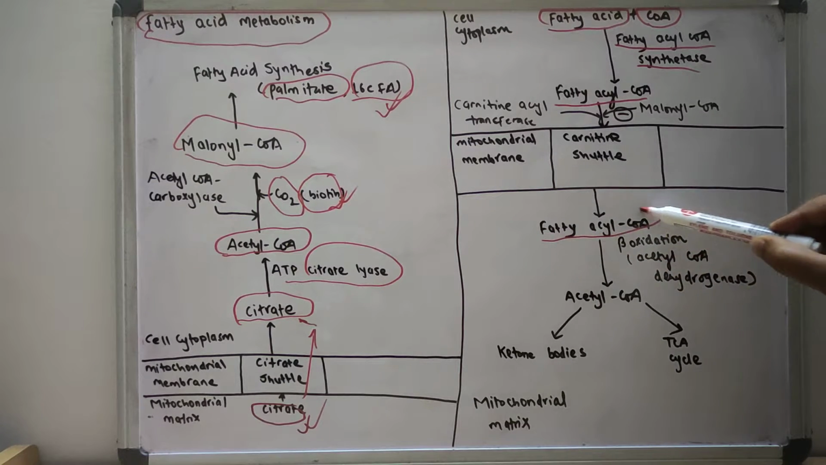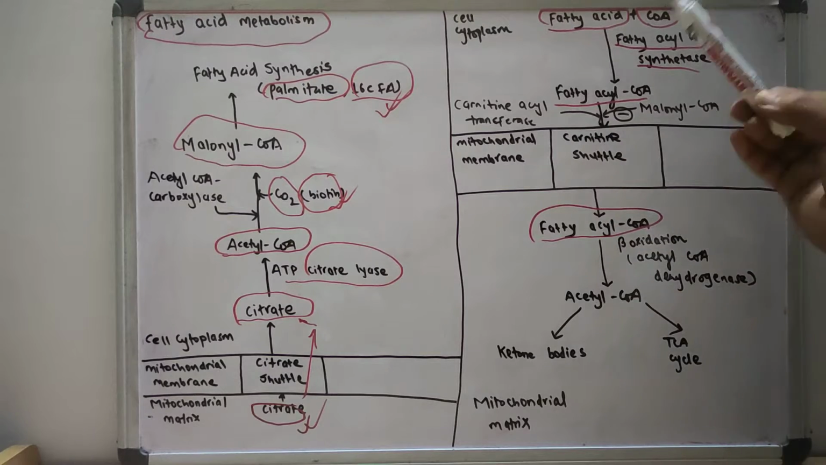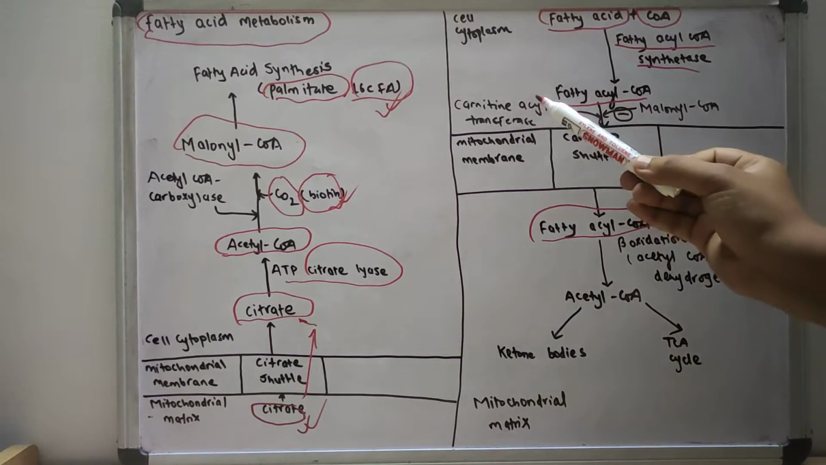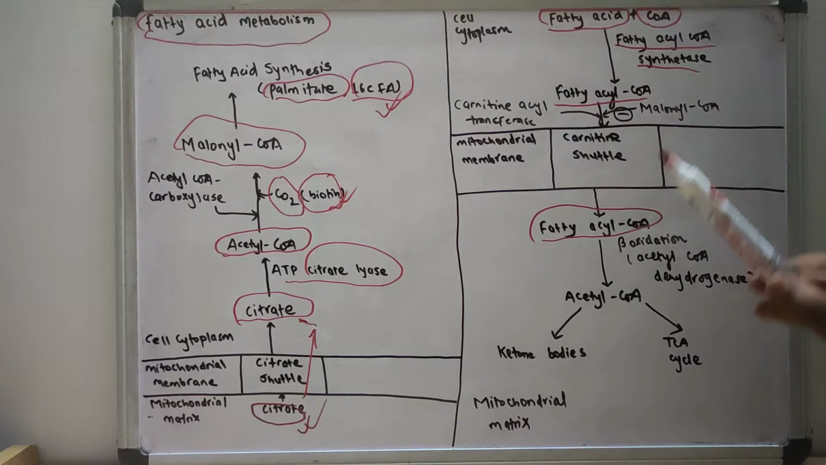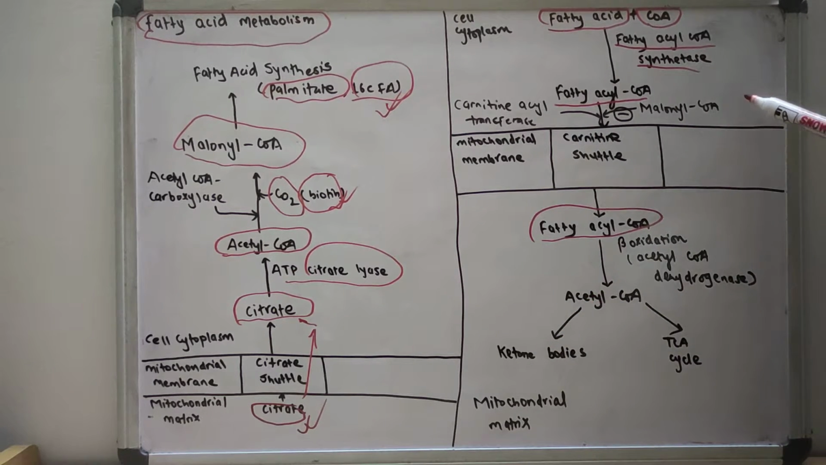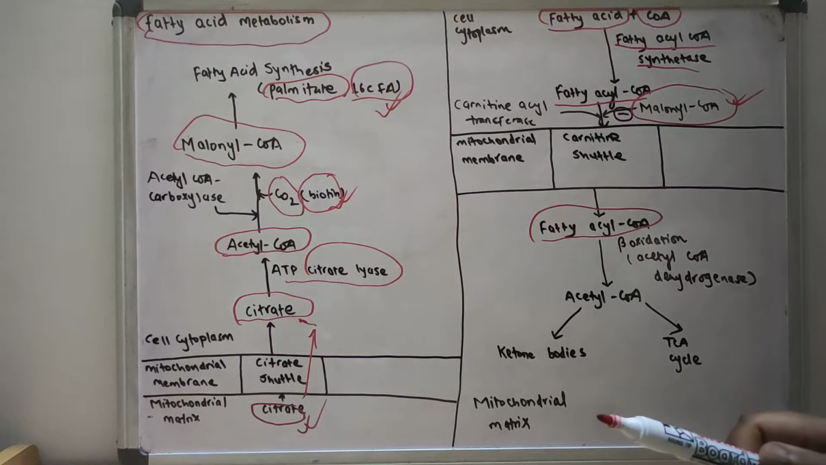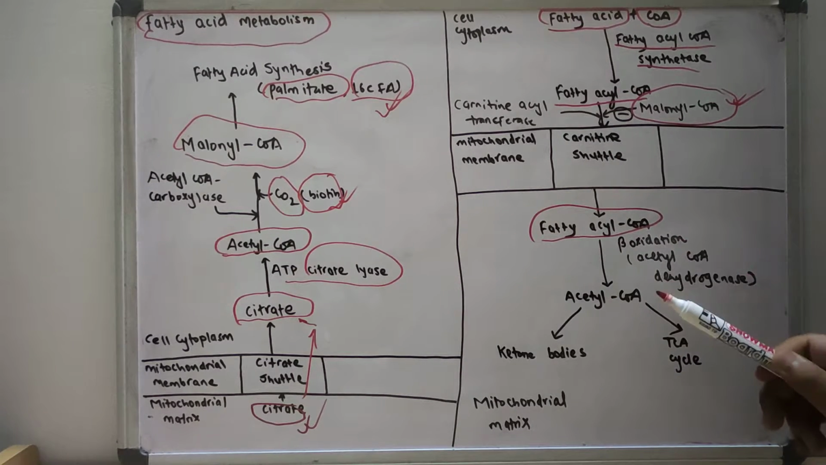So we have fatty acyl coenzyme A in the mitochondrial matrix. The carnitine acyl transferase is the rate limiting enzyme in fatty acid degradation, and it is inhibited by malonyl coenzyme A. So an excessive amount of malonyl coenzyme A inhibits the carnitine acyl transferase. So now we have fatty acyl coenzyme A in the mitochondrial matrix.